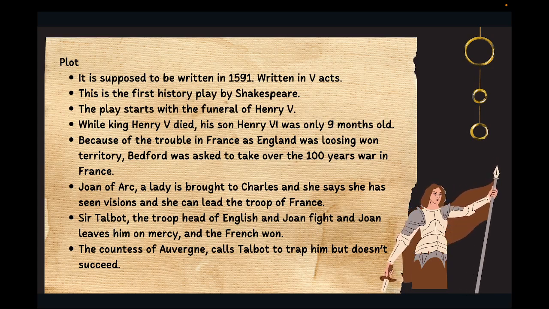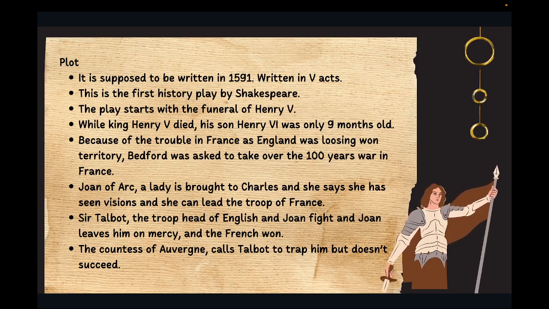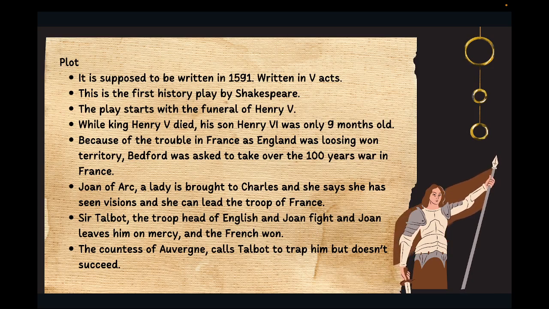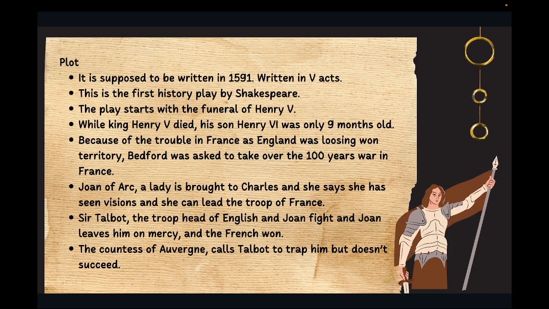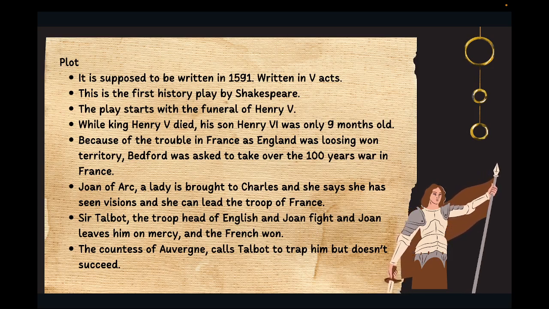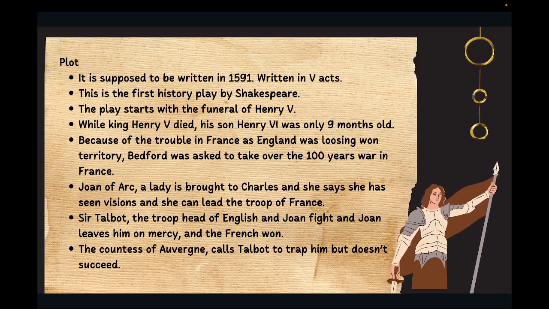Because of the trouble in France, as England was losing territory, Bedford was asked to take over the Hundred Years' War in France. Joan of Arc is brought to Charles and says she has seen visions and can lead the troops of France. Sir Talbot, head of the English forces, and Joan fight, and Joan leaves him on mercy, and the French win. The Countess of Auvergne calls Talbot to trap him but doesn't succeed.